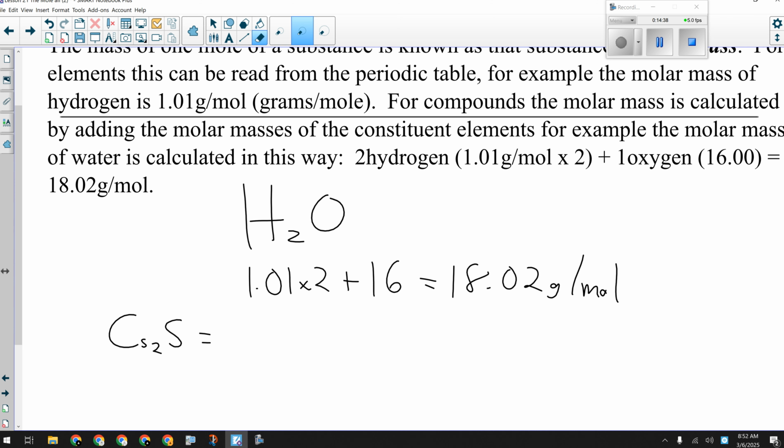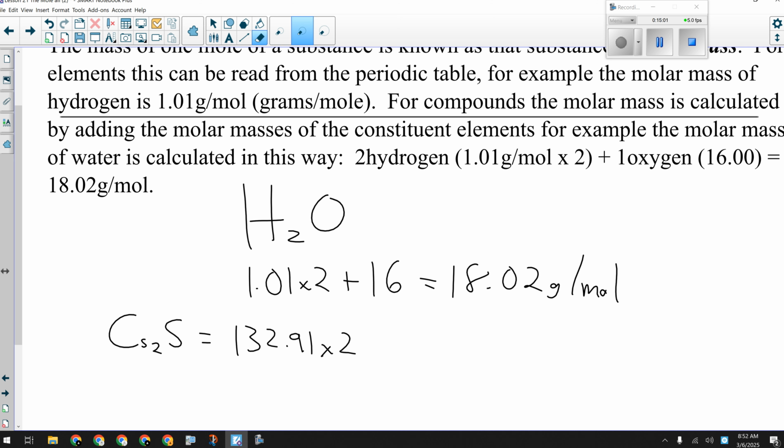Okay, so if we're going to do this one here, we've got to look up the molar mass for cesium. The atomic mass for cesium is 132.91, so I'll write that here, 132.91. How many cesiums do I have? I have to multiply that number by 2.